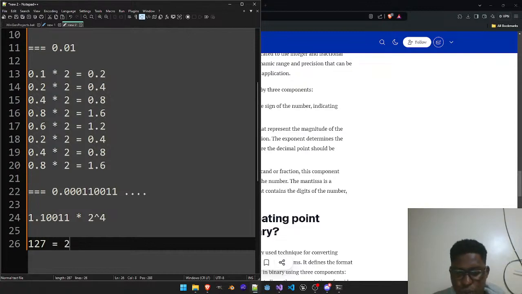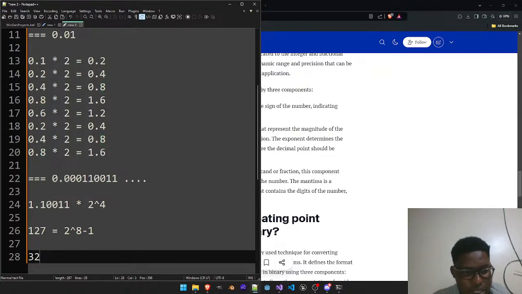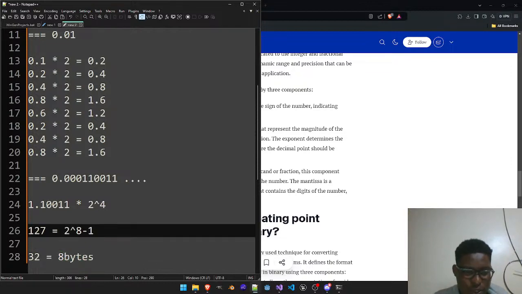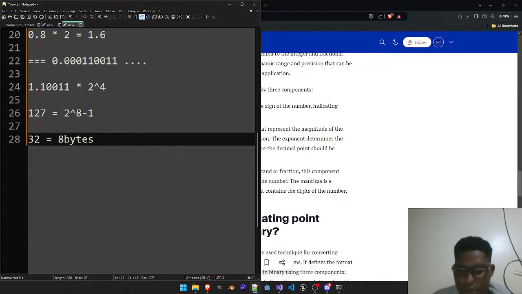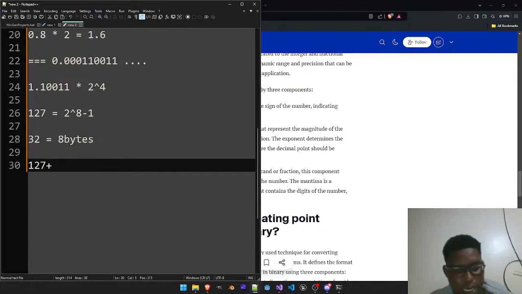This is 2 to the power of 8 minus 1. Why? Because 32 bits is 8 bytes, so 2 to the power of 8 minus 1. That's how they calculate the bias. So now this bias 127, they add it to our exponent, which in this case will be this 4, right? So whatever is stored in memory is now 127 plus 4.